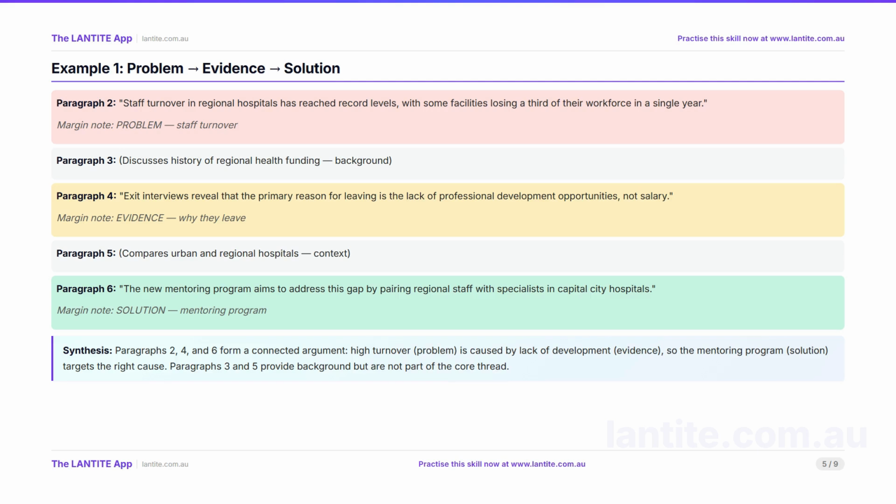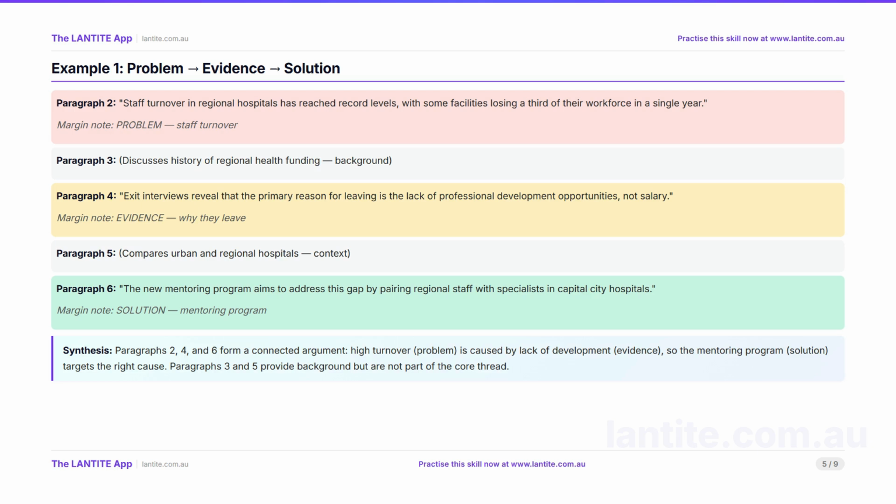Let us work through an example. Imagine a 6-paragraph text about regional hospitals. Paragraph 2 tells you that staff turnover has reached record levels. You write problem, staff turnover in the margin. Paragraph 3 discusses the history of regional health funding. That is background. Paragraph 4 reveals that exit interviews show the main reason for leaving is lack of professional development, not salary. You write evidence, why they leave.